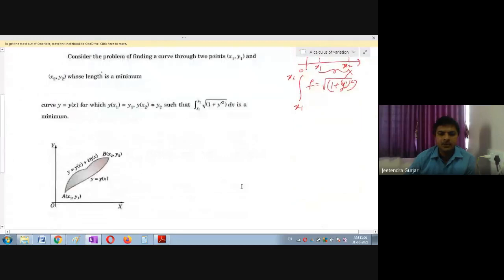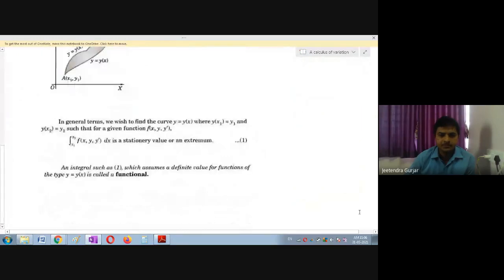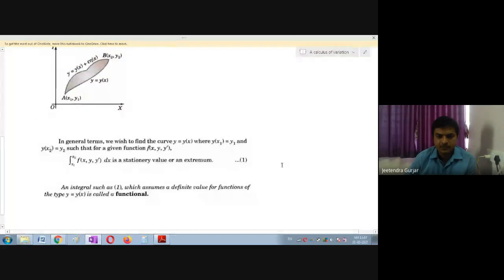Okay, so here we have the same curve. In general terms, we wish to find the curve y is equal to y of x, where y of x1 is equal to y1. Yes, we are going to take y of x1 is equal to y1, and y of x2 is equal to y2, such that for a given function f of x, y dash.